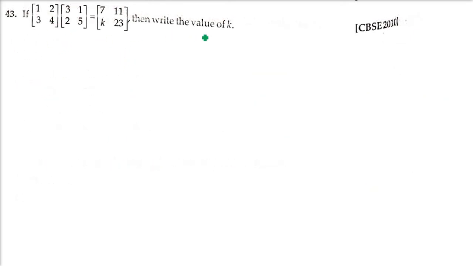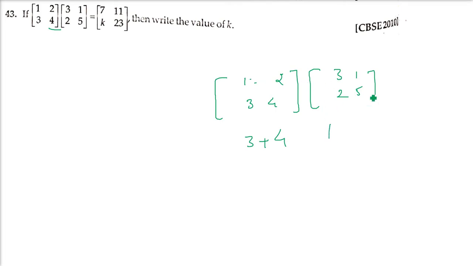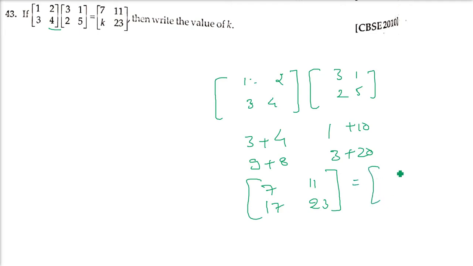Okay. So you have to find out the value of k. So just multiply them. So let us multiply. 1, 2, 3, 4. This is going to be 3, 1, 2, 5. So multiply 1 with 3. 3 ones are 3. 2 twos are 4. Then 1 into 1 and 5 twos are 10. 3 into 3, 9 and 4 twos are 8. 3 ones are 3 and 5 fours are 20. So 7, 11, 17 and 23. So this is equal to 7, 11, k, 23. So all others are the same, only k we have to find out. That has to be 17 in order for this to be equal. So k is 17 here.